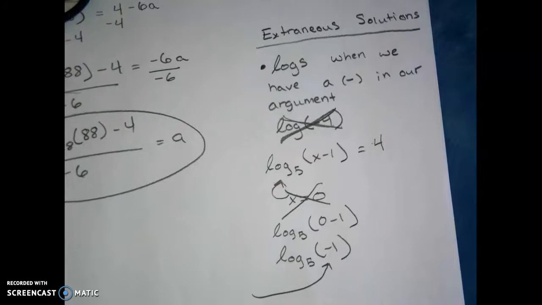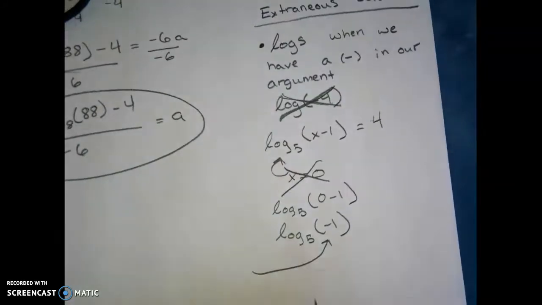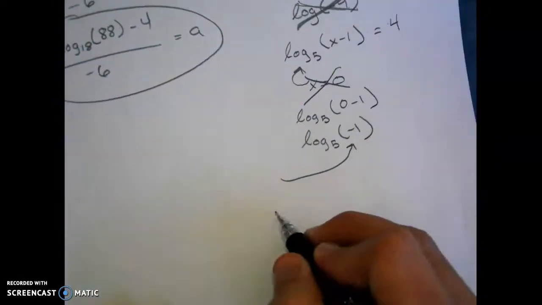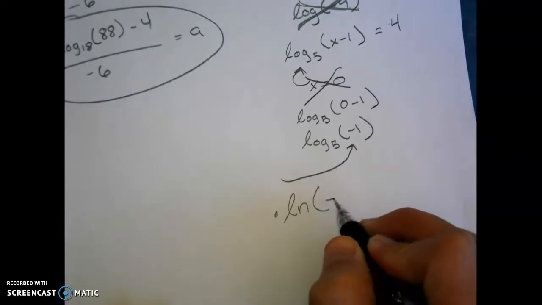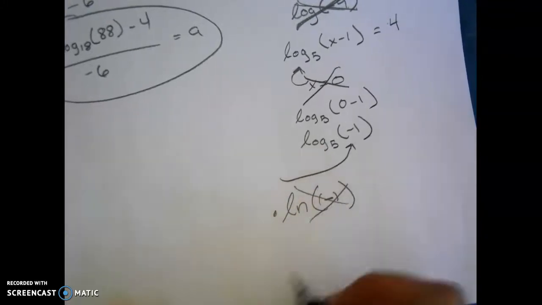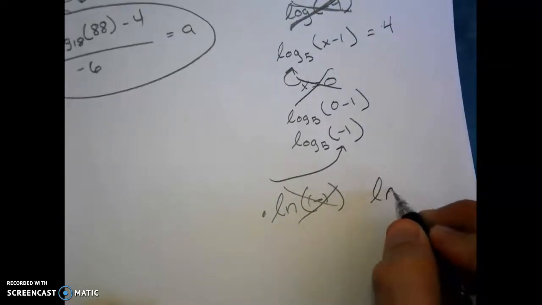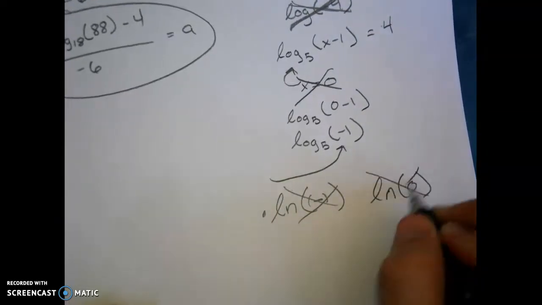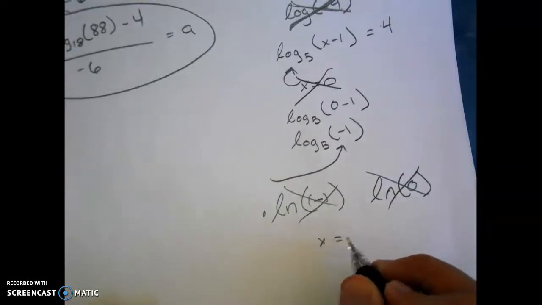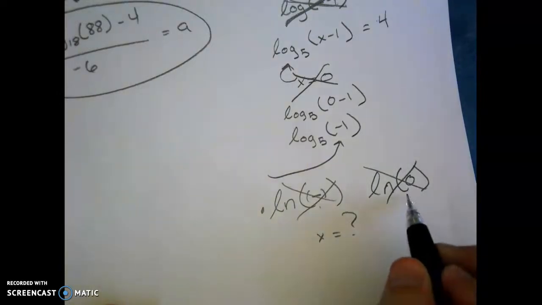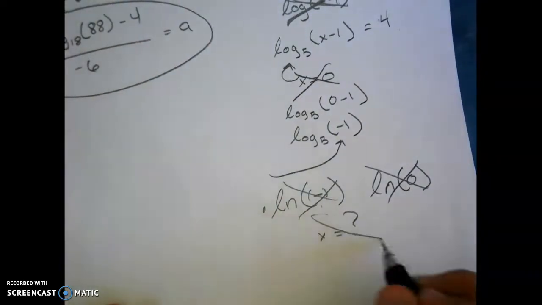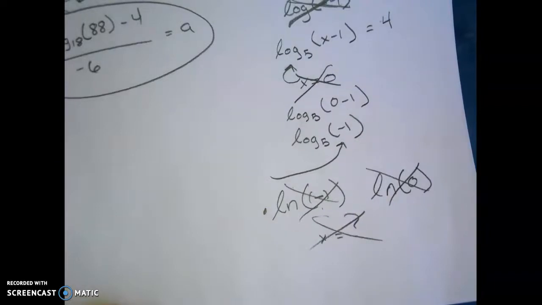Okay, so that's extraneous solution for logs. And then natural log, there's just one added thing here. So a natural log cannot have a negative, right? So we can't have a negative, and we can't have the natural log of 0. So if whatever we get as an answer and we plug it back in and it gives us a negative or it gives us a 0 in the argument, it's an extraneous solution. We can't have it. Okay, so that's extraneous solutions.